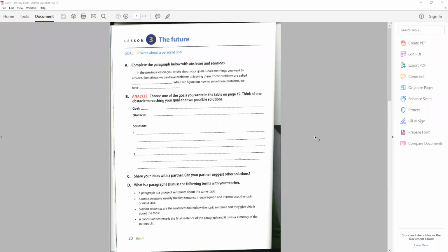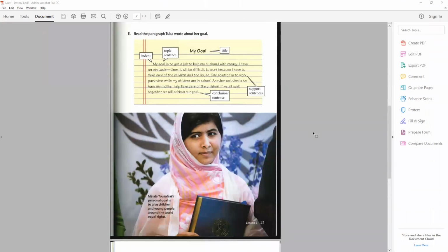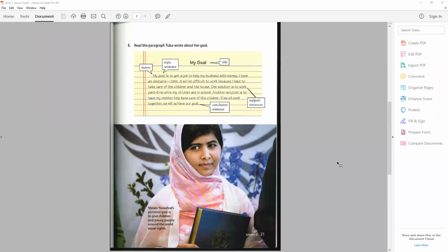Okay. So we are going to go on to page number 21. Okay. So now it says read the paragraph. Tuba wrote about her goal. Okay. So let's go ahead and read the paragraph, and then we'll talk about the little bubbles or the extra information in the little squares, okay? All right, so my goal. If you notice, this paragraph has a title, okay? That gives the reader an idea of what it is that we're talking about, okay?